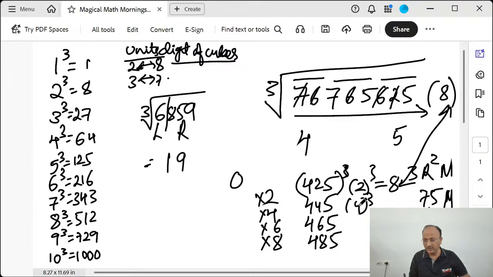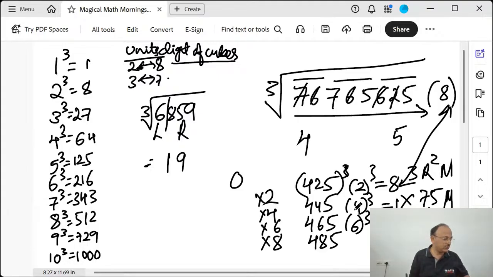4 cube is what? Correct, no? Digit sum is 4. 4 cube is 64. 64 digit sum is 10, which means it will come as 1. 1 is not matching. Then 465 also you can check. 4 plus 5 is 9. 6 cube is 216. 2 plus 1 is 3, plus 6, 9. That is equal to 0. So this is also not matching.